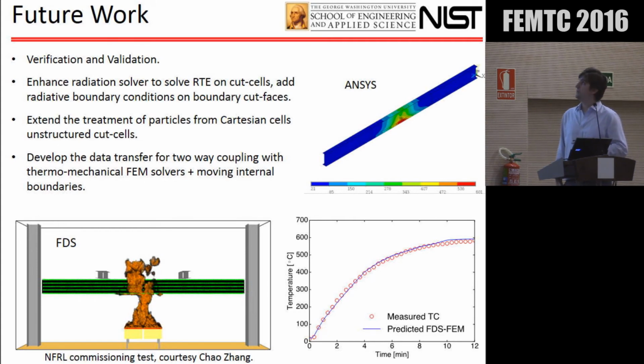And there are two main things to do. One is radiation, and the second is the treatment of particles, which is of importance in suppression, using Lagrangian particles. And this is mainly for the project that initiated this, which is basically developing the information transfer to do two-way coupling and hook the FDS to thermomechanical finite element solvers like what we see in ANSYS here.